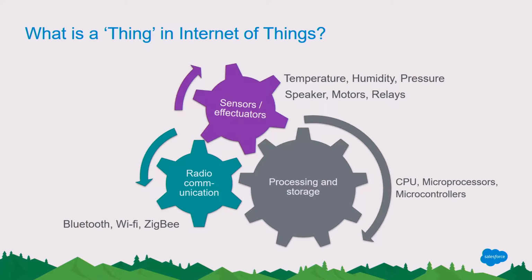It's basically three sets of components. One is about sensors and effectuators. Examples could be the temperature sensor, the humidity sensor, or the pressure sensor. And you can have effectuators which perform physical action, like motors and relays and speakers. Now, the other two important components of a thing are processing and storage, which typically is given by CPUs and microprocessors, microcontrollers, you name it. And then the radio communication through the antennas and standard protocols like Wi-Fi and Bluetooth and Zigbee as well.